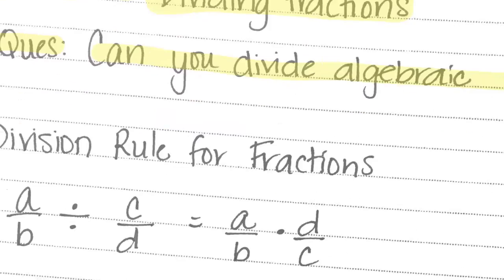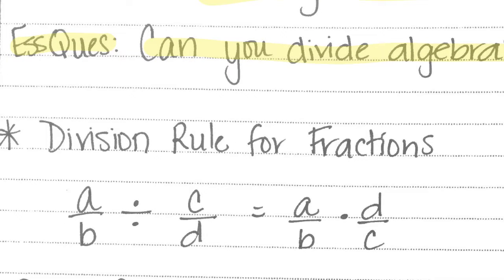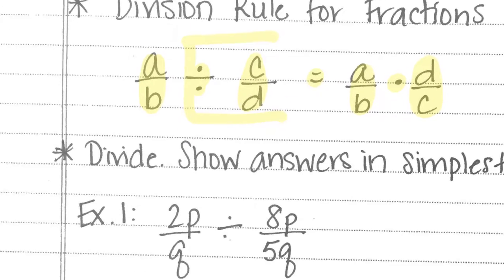Well, just like you learned in middle school, in your middle school math, we have A over B divided by C over D is equal to, notice when I divide, I multiply by the reciprocal. One thing that we're going to have to learn today is we are going to have to factor first if there is anything that's factorable. So let's look at example 1.